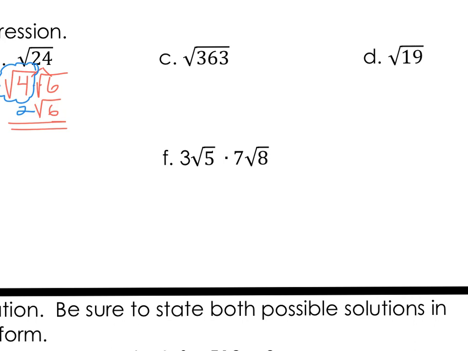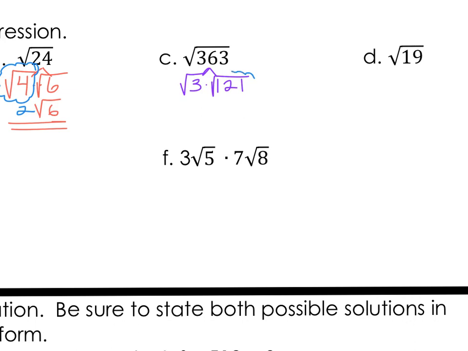Our next example is quite a bit bigger, the square root of 363. Let's see. 1 goes into it, but that's not going to help us simplify. 2 doesn't go into 363. 3 goes into 363 121 times. And look at that, everybody, that's on our list. So 3 goes into 363 121 times. That means if I take the square root of 3 times the square root of 121, I would get the square root of 363.